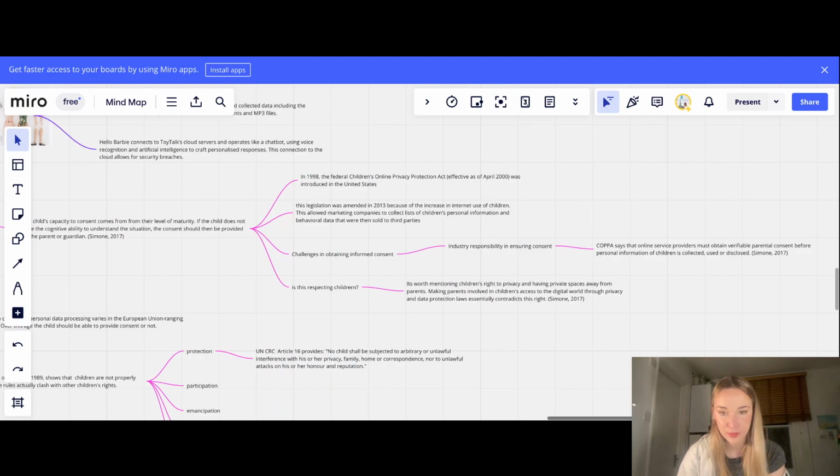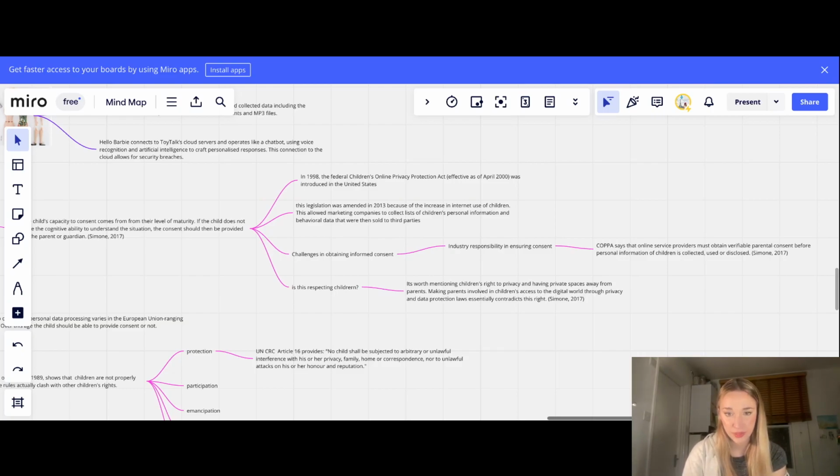So, industry responsibility in ensuring consent. COPPA, which is the Child Online Privacy Protection Act, says that online service providers must obtain verifiable parental consent before personal information of children is collected, used, or disclosed.